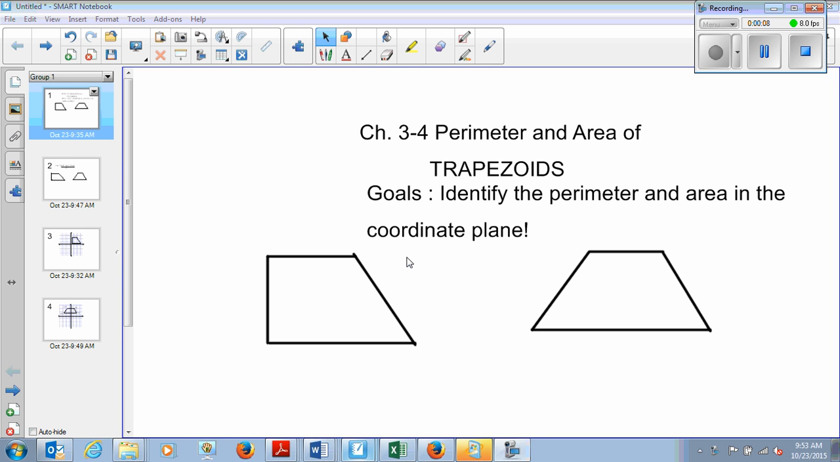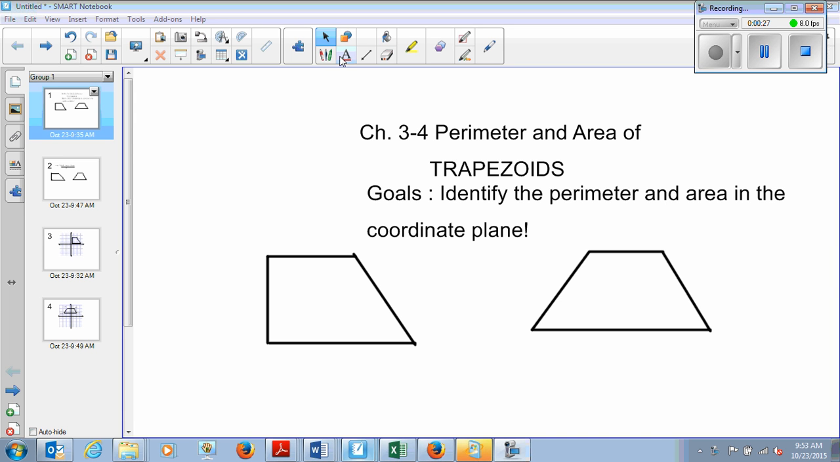Today we are covering Chapter 3-4. This will be the last installment from Chapter 3 that we're going to cover, and today the shapes are all about trapezoids. So our goals today, we want to identify the perimeter and the area of a trapezoid in the coordinate plane. These are trapezoids. You may have seen them before.